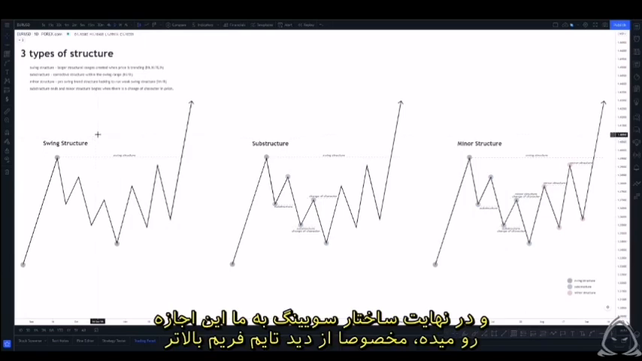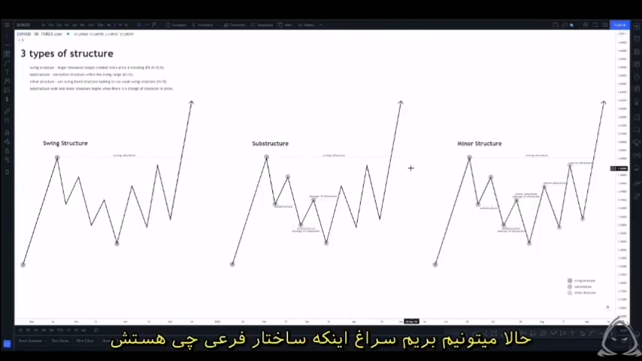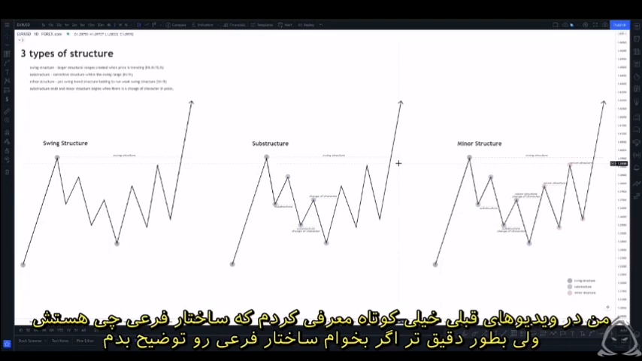Ultimately, what swing structure is going to allow us to do, especially from a higher time frame perspective, is give us an overall bias, an overall structure to work with in understanding where price is likely to go. Now we can move on to what substructure is.